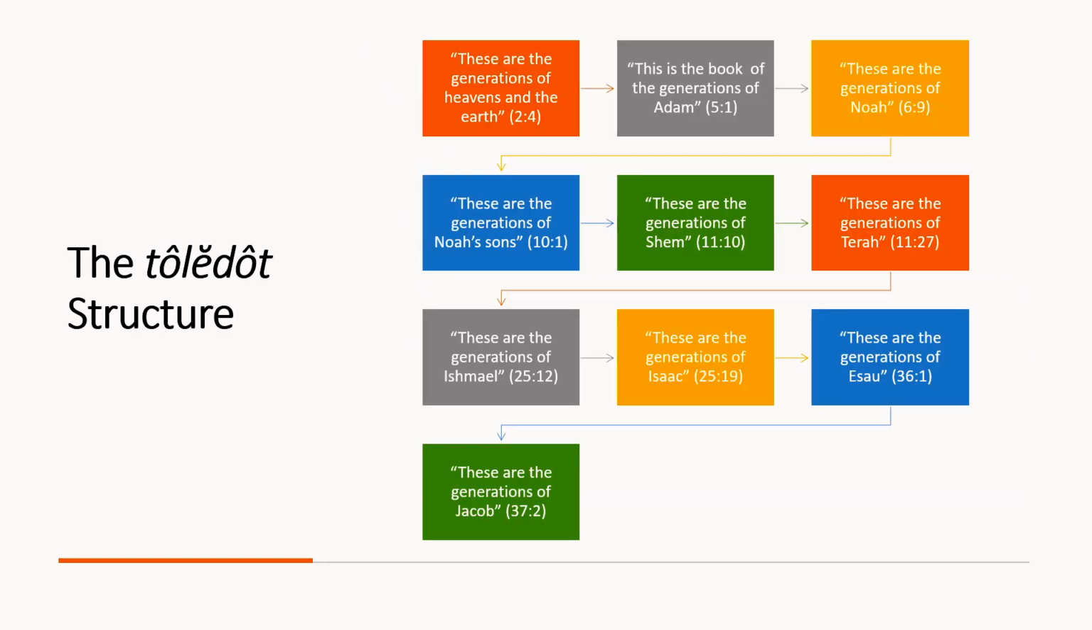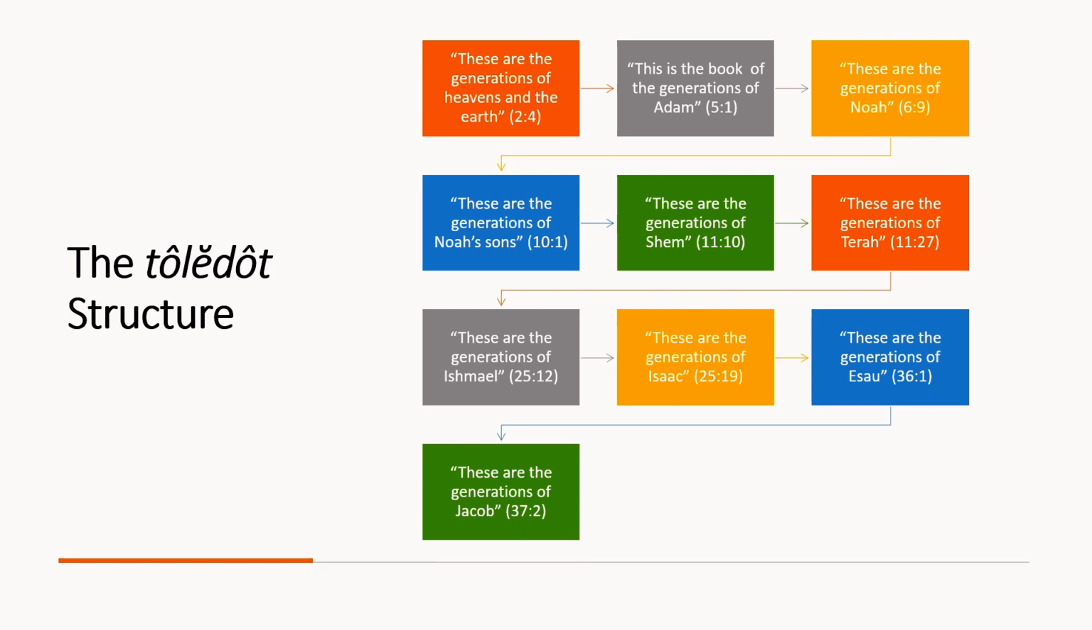So the toledot structure then, so if we're talking about what is the structure in the book of Genesis, we could say that Genesis has a toledot structure. And this is because Genesis has been structured around this repeating phrase. You can see that there are actually 10 different toledot formulas used. So we have the generations of heavens and earth, generations of Adam, generations of Noah, Noah's sons, of Shem, of Terah, of Ishmael, of Isaac, of Esau, and of Jacob. And it's this recurring toledot formula that gives us the name of the toledot structure.